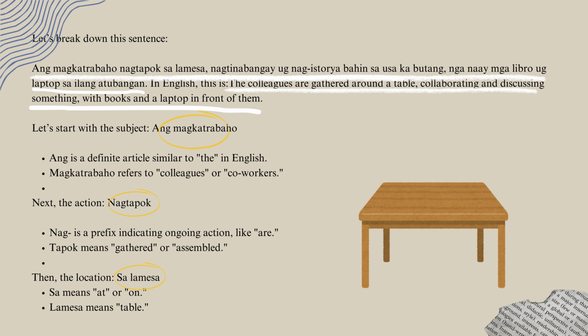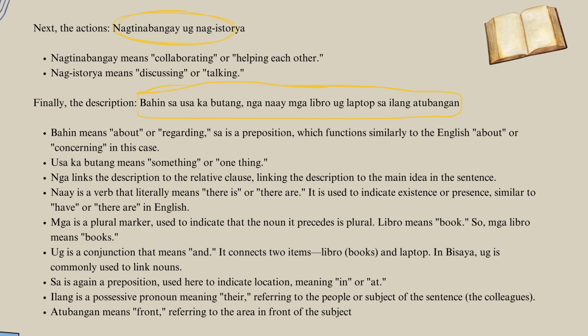So, let's start with the subject, ang magkatrabaho. Ang is a definite article similar to the in English. Magkatrabaho refers to colleagues or co-workers. Next, the action, nagtapok. Nag is a prefix indicating ongoing action, like are. Tapok means gathered or assembled. Then the location. Sa lamesa. Sa means at or on. Lamesa means table.